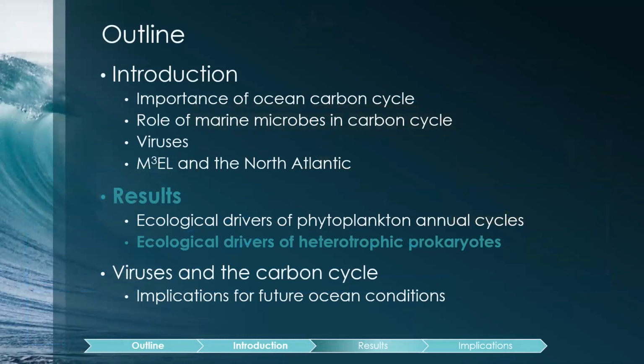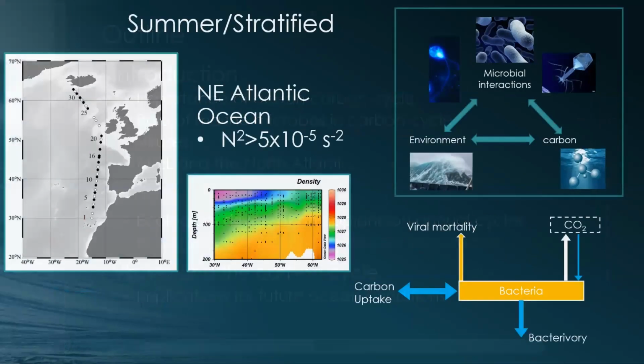So for the second part of my talk, I would like to talk about the ecological drivers of heterotrophic prokaryote populations in the North Atlantic. So again, I'm going back to that original cruise transect. We call it stratified. During the summer stratified conditions, here's again, just to remind you of that density. But now I'm looking at bacteria, heterotrophic prokaryotes, and their mortality processes being bacteriophages and protists, particularly heterotrophic nanoflagellates.